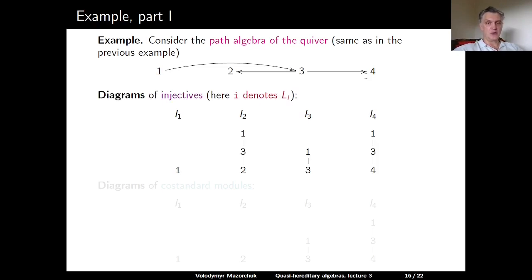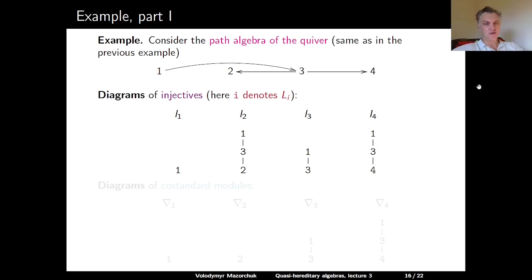The injective modules, we go against the arrows. 1 is a source, so the injective at 1 is just L1. To 2 we can go from 3, and to 3 we can go from 1. So the injective at 2 has top 1, then middle part 3, and then socle 2. I3 has socle 3, then we can go to 3 from 1, so I3 has top 1 and socle 3. And I4, to 4 we can go from 3 and to 3 from 1. So I4 has top 1, middle part 3, and the socle 4.